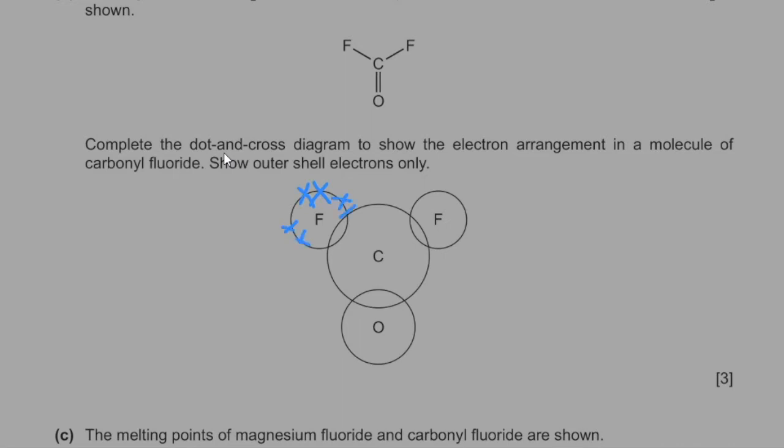So it has 6 electrons outside of the bond. One of them forms a bond with carbon. Similarly over here, this is a dot over here and then a cross.